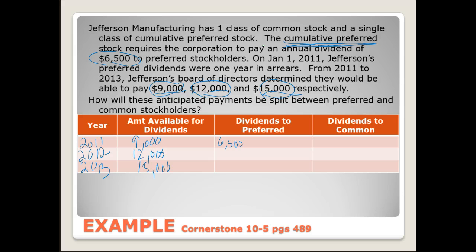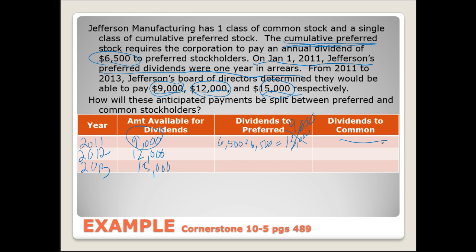So at least they had to pay their 2011 preferred dividends at the end of 2011, right? But note, on January 1st, 2011, they were 1 year in arrears, meaning they owed 2010 dividends too. So they have to pay those also, which means they owe $13,000 in dividends to their preferred shareholders. But how much do they have available? Only $9,000. So looks like they can only pay $9,000 to their preferred shareholders in 2011. They definitely don't have anything left over to pay common yet.